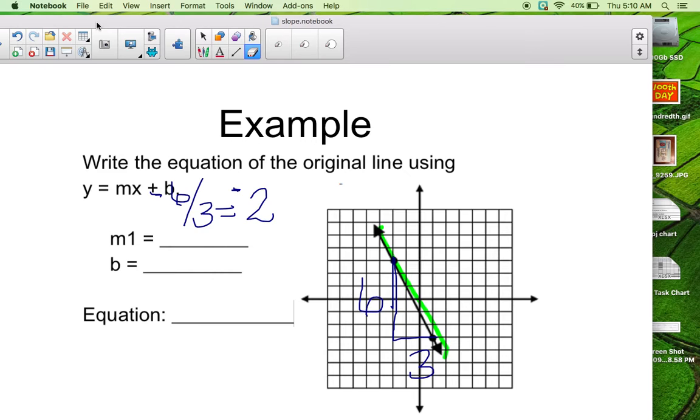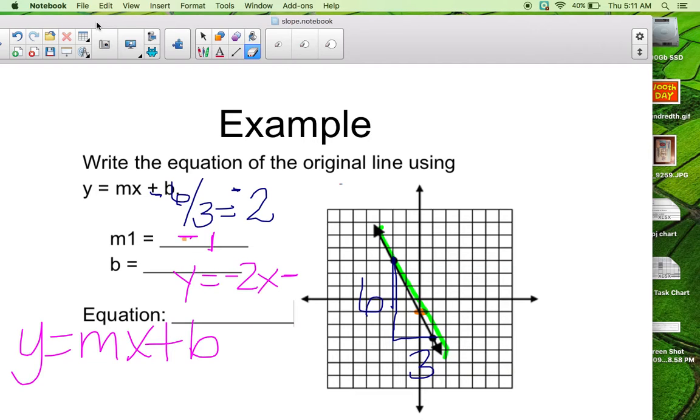Now, b is your y-intercept. So where does it cross the y-axis? If you notice, it crosses right here at negative 1. So my equation, if you remember, equation is y equals mx plus b, would be y is equal to negative 2x minus 1.